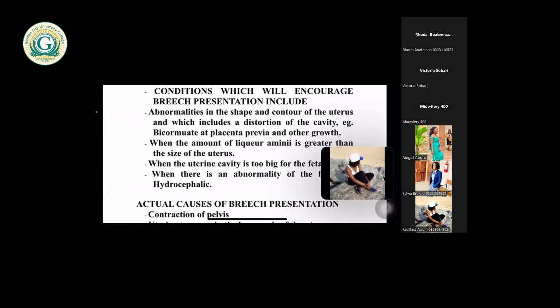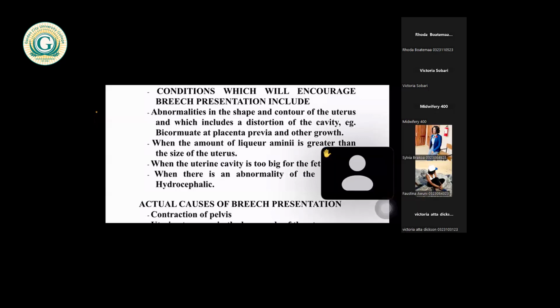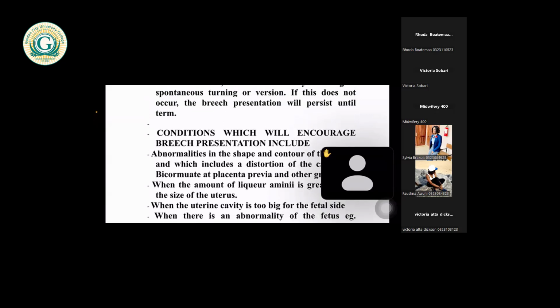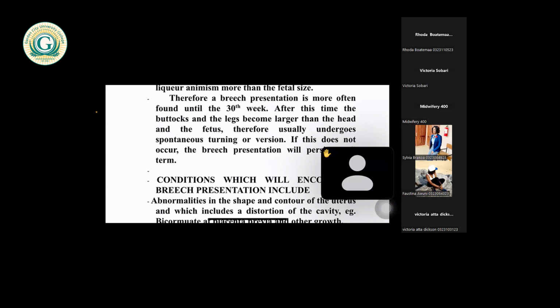Sister Victoria, your hand is up, please you can talk. Okay, I wanted to bring one of the points. When my sister said oligohydramnios, I think polyhydramnios can also cause breech presentation. Why? Because we know babies that have a lot of fluid around them find it easy to flip or turn, thereby increasing their chance of being delivered as breech. That's what I also think. Okay, thank you.